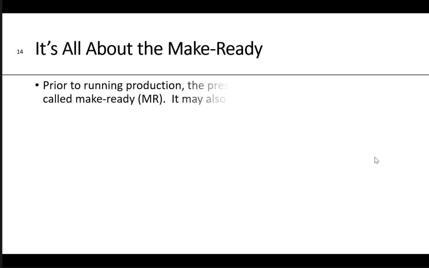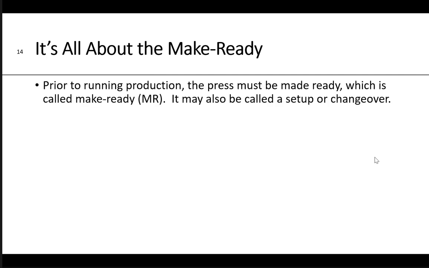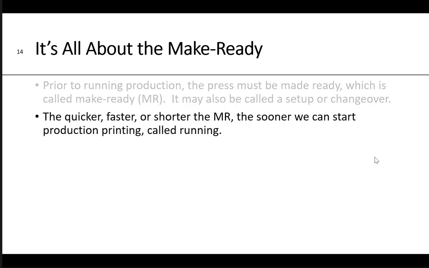Okay, so we talked about the major components of a printing press, but it's really all about the make ready. Prior to running production, the press must be made ready, which we call make ready, and we abbreviate that MR. Some people also call this a setup or a changeover. Now, the quicker, the faster, and the shorter you can perform that make ready, the sooner we can start production printing, which we call running.